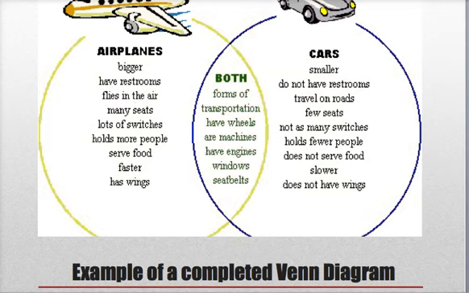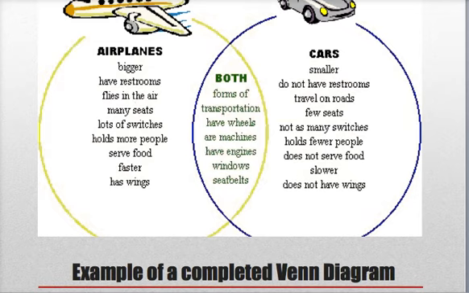So what is in the airplanes column are the things that are characteristic only of airplanes, such as they are bigger, they have restrooms in them, they fly in the air, they have many seats, they have lots of switches, they hold more people, they serve food, they're faster, and they have wings. So that is what is different from cars.